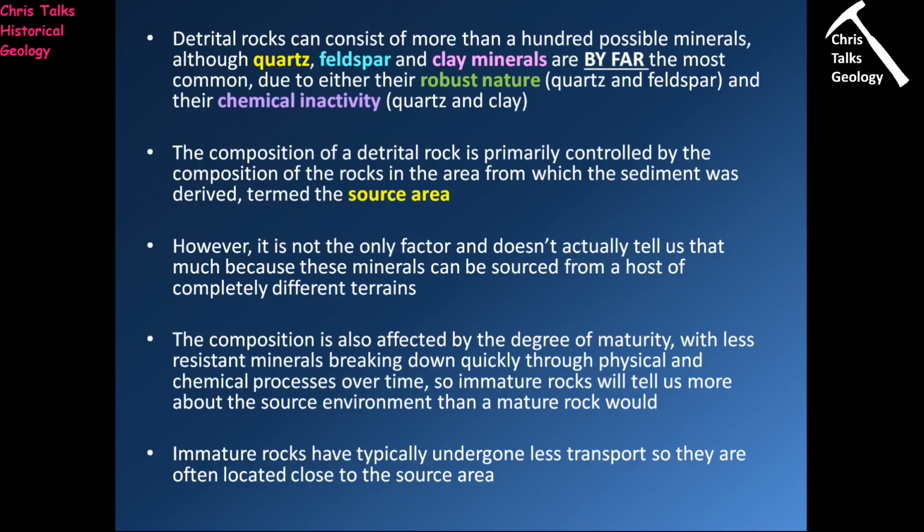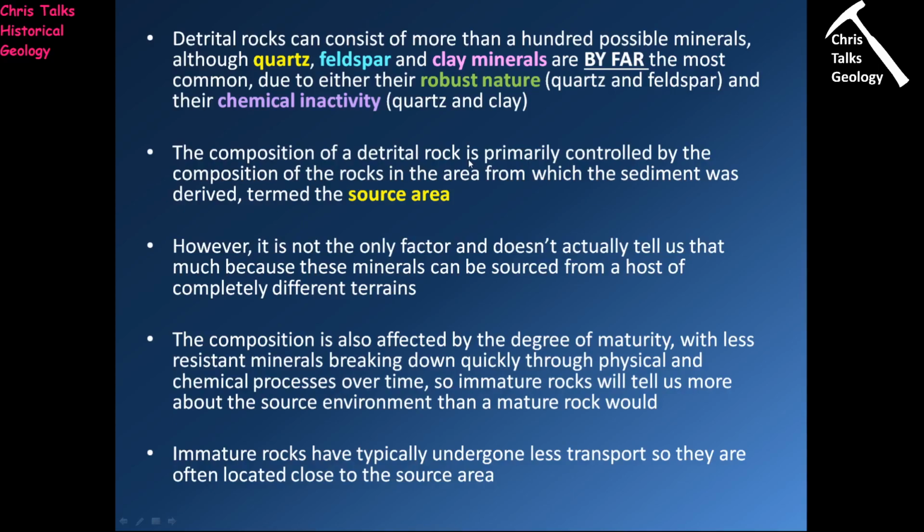And this leads to most sedimentary rocks containing one or more of these three minerals. So you'll see lots of quartz, lots of feldspar, and lots of clay minerals in most detrital sedimentary rocks. So the composition of a detrital sedimentary rock is primarily controlled by the composition of the rocks in the area from which the sediment is derived, which is referred to as the source area.